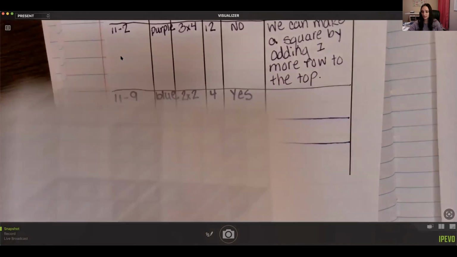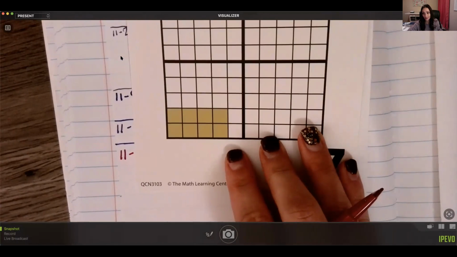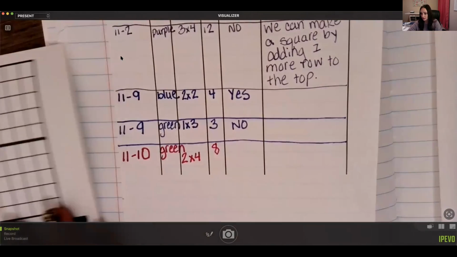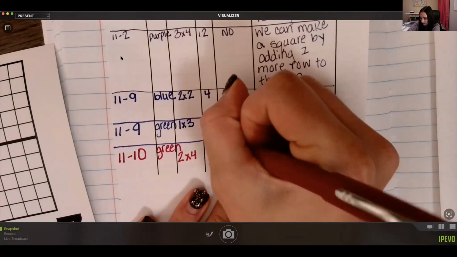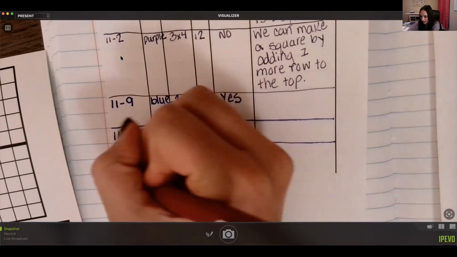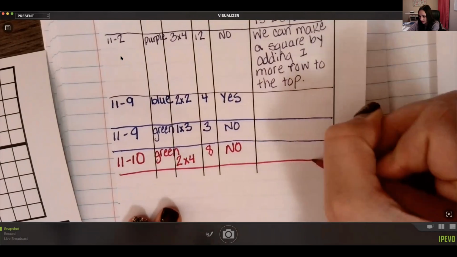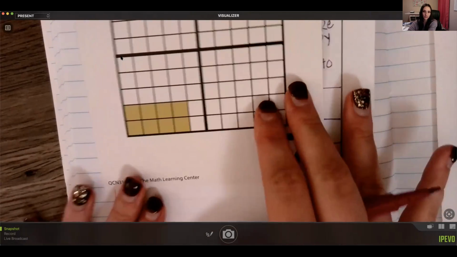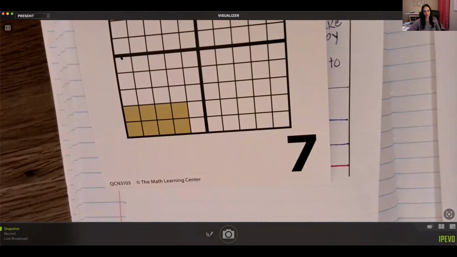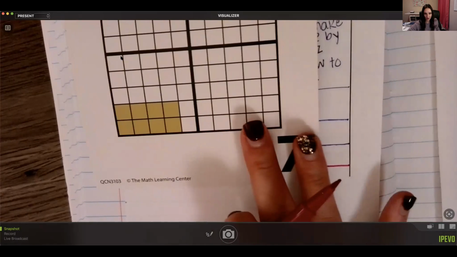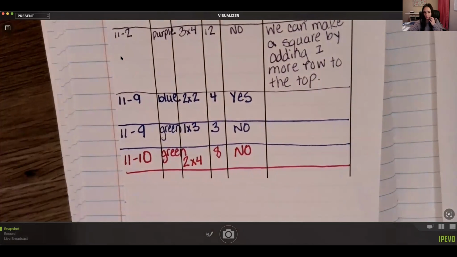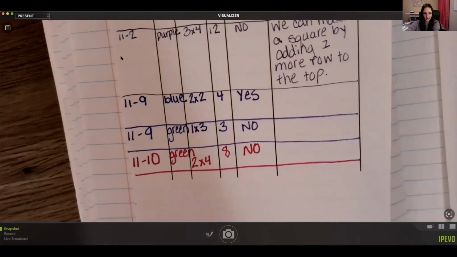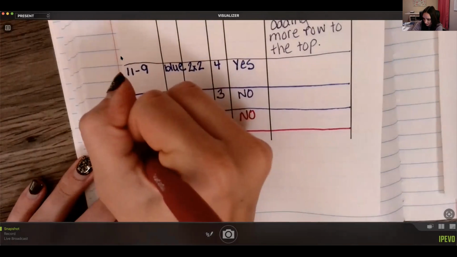Okay, and then if we look at this shape again, it's definitely not a square. So we're going to put no for square. Okay, and then just like yesterday, I want you to pause the video and write your own observation for this shape. Okay, once you are done, then we are going to go ahead and write the date again, 11-10.